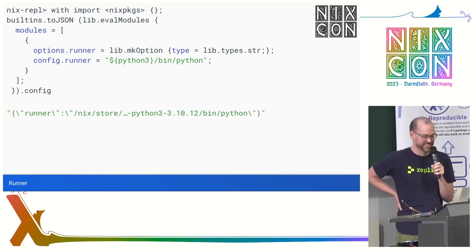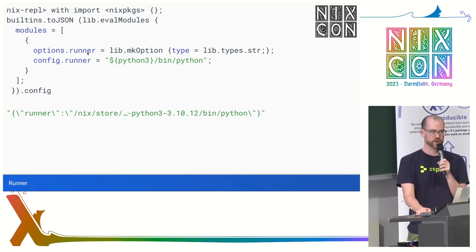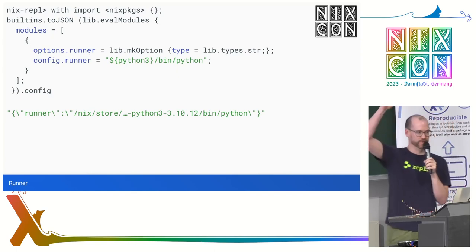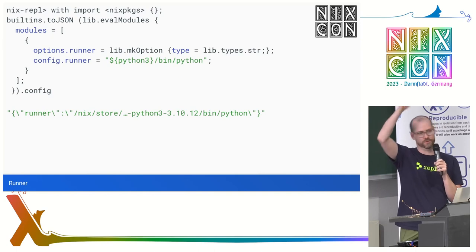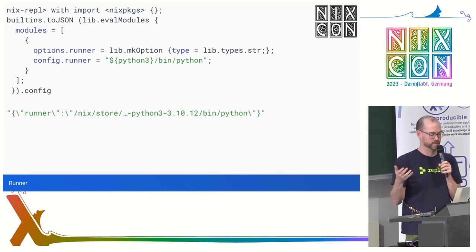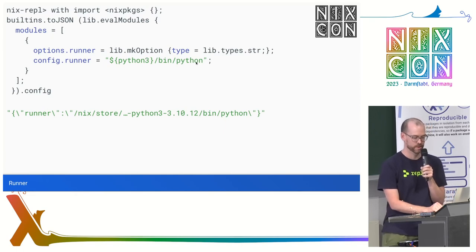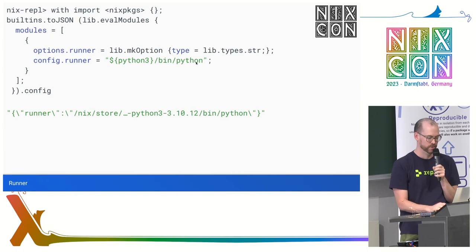So now we're going to try a little more complicated example. Basically everything's the same, except now we're defining a runner. In Replit, a runner is this big green button at the top of the screen that says, run my code. It's a simple interface for doing things. So you might want to have a runner for Python, for example. Here's a stripped down example of that. We have the runner option, and then we've interpolated in python3 to access the Python binary. And by doing that, we've introduced this dependency by interpolating this into the string, as he said.